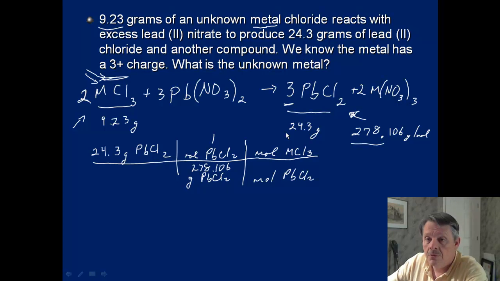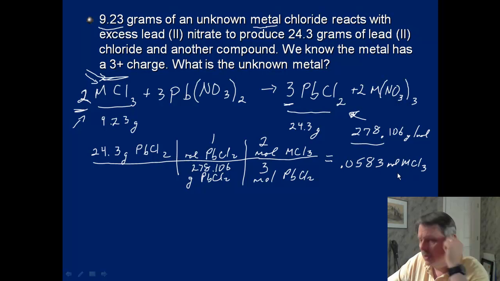And I've got 3 moles of PbCl2 producing 2 moles of the metal chloride. So if I plug this into my calculator and work it out, I get 0.0583 moles of MCl3. Okay, well now I'm stuck. How does that tell me what M is? Well, it doesn't. But remember what molar mass is.